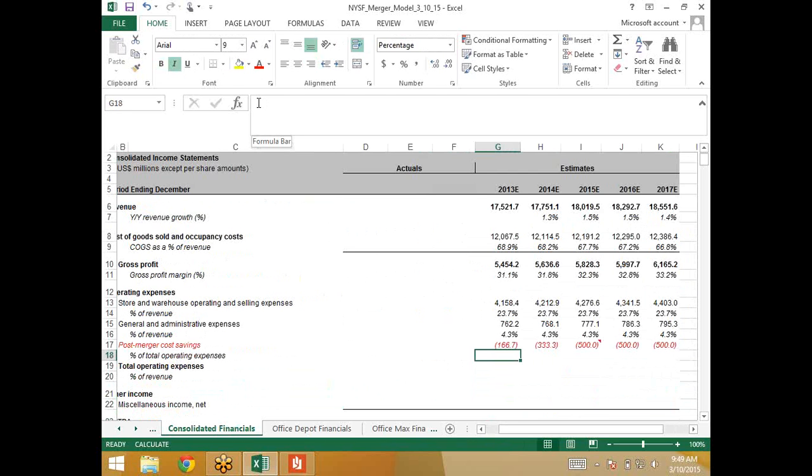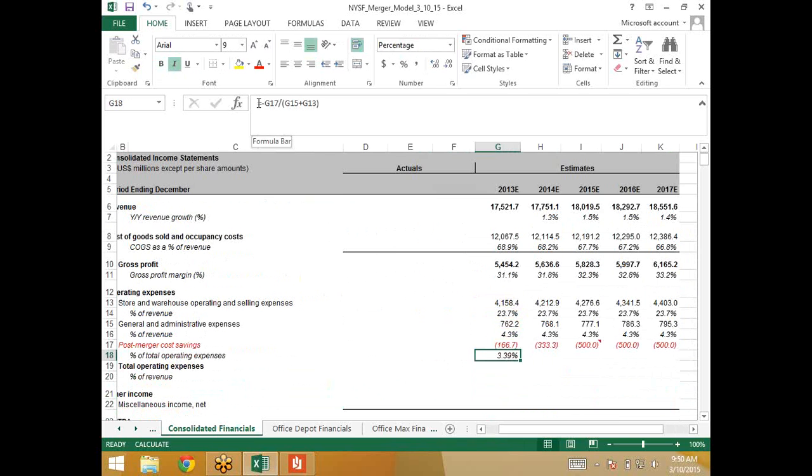So let's see. Right now, if we look at the cost savings as a percentage of OpEx, what I'm going to do is take the cost savings and divide it by the sum of the SG&A, the selling and G&A, the total OpEx. But this is negative, and I want a positive number, so I'm going to do minus this to get a positive percentage, divided by this plus this. That makes sense? Which is going to get a percentage of the total. So I'm going to do negative the cost savings divided by, in parentheses, general and administrative plus the store, warehouse, operating, and selling. Right?